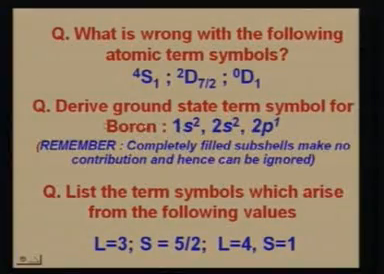And now, maybe the next question which we can see here is: derive the ground state term symbol for boron. Now this is the electronic configuration of boron, and we have to derive its term symbol. As you can see, 1s2 and 2s2 are completely filled subshells, so they will make no contribution. From the point of view of calculating the term symbol, we would be only interested in the 2p1 configuration. So, it is a case of one electron present in a p orbital.